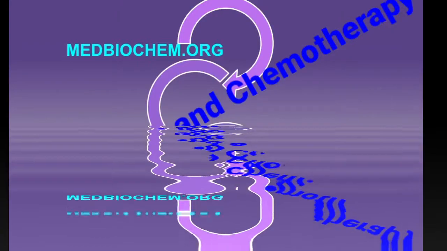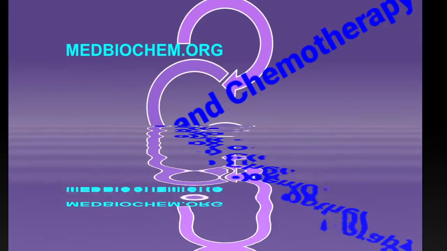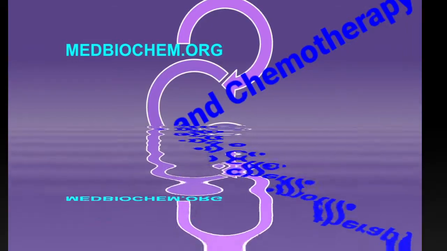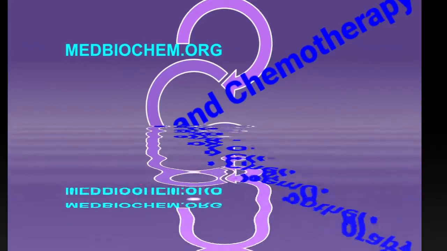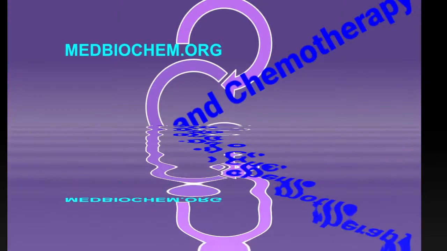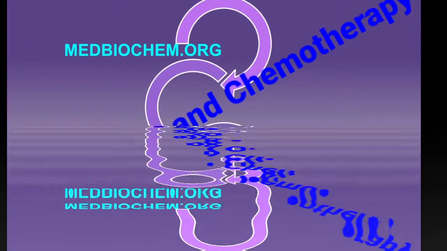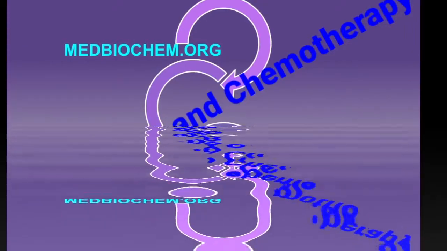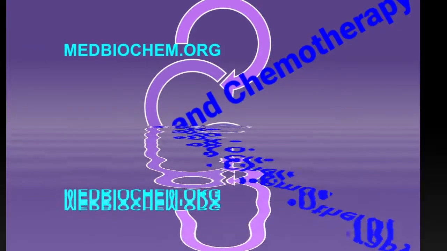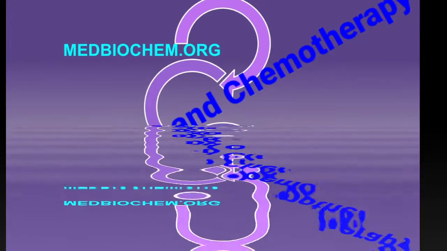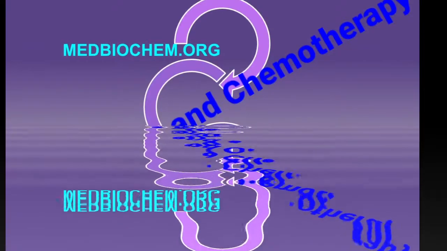In depleting deoxyribonucleotides required for DNA synthesis, hydroxyurea will inhibit cellular growth, cellular division, both normal and abnormal cells, including the growth of cancer cells. The third target enzyme used in chemotherapy is thymidylate synthase. Thymidylate synthase is required for the synthesis of deoxythymidine from deoxyuridine.